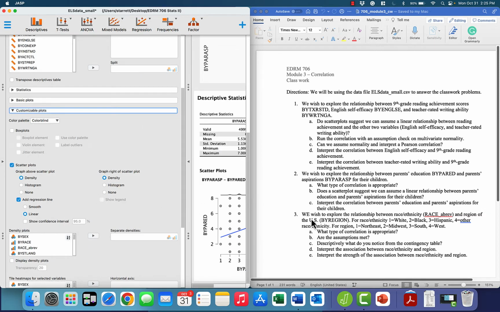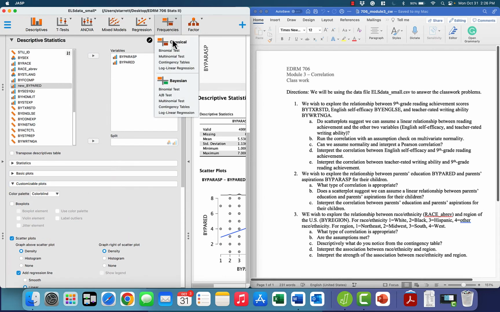All right, question 3. We wish to explore the relationship between race, ethnicity, and region of the U.S. For race ethnicity, we have 1 is white, 2 is black, 3 is Hispanic, and 4 is another race or ethnicity. And for region, we have 1 is Northeast, 2 is Midwest, 3 is South, and 4 is West. So what type of correlation is appropriate here? Well, these are clearly both nominal variables, correct? They are not ordinal, they are not continuous, they are names of things. And so we know we are going to need a chi-square test of association.